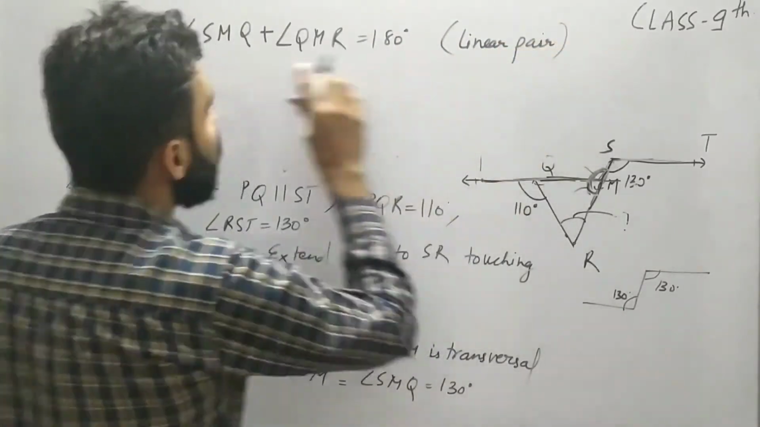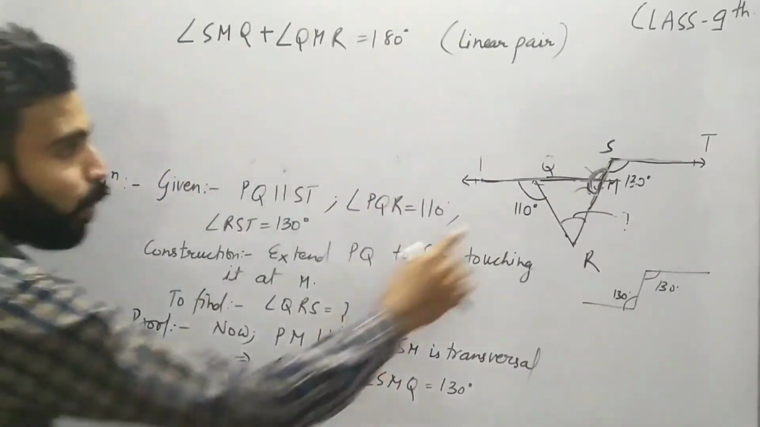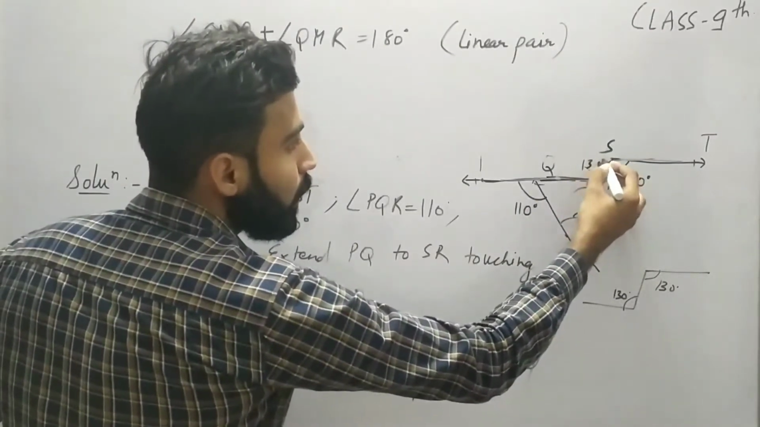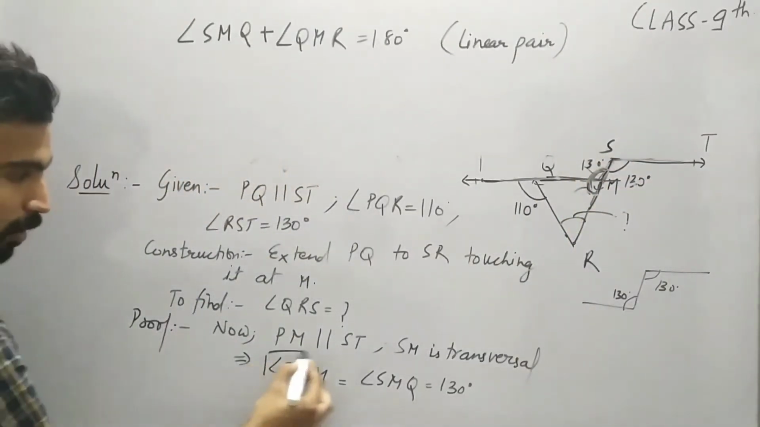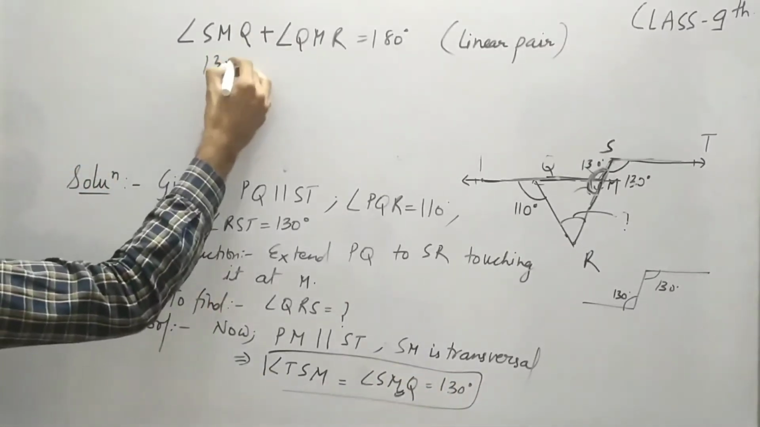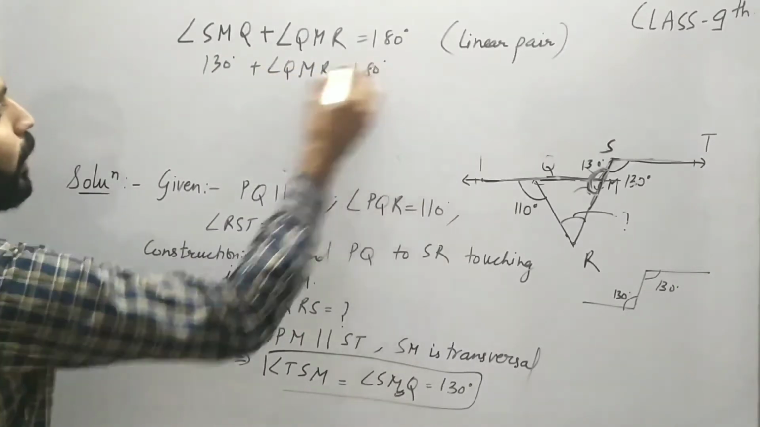So both the angles are a linear pair, so their sum is equal to 180 degrees, right? Now we know SMQ is equal to 130 degrees. We have just observed here that this SMQ is equal to 130, so I'm writing it down here. So 130 plus angle QMR is equal to 180 degrees, right?